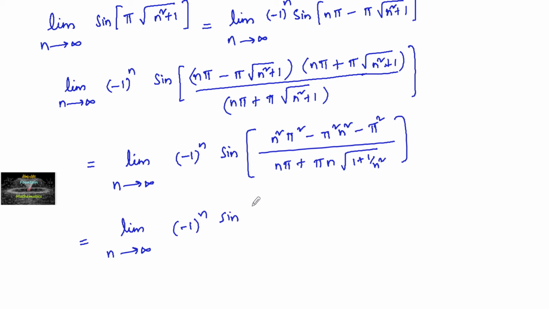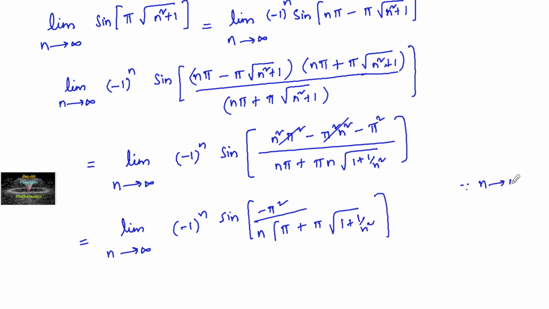sine of minus pi square divided by n, pi plus pi times root over 1 plus 1 upon n square. Since as n tends to infinity, 1 upon n tends to 0, so sine of 1 upon n will tend to 0, this one, and here also 0.